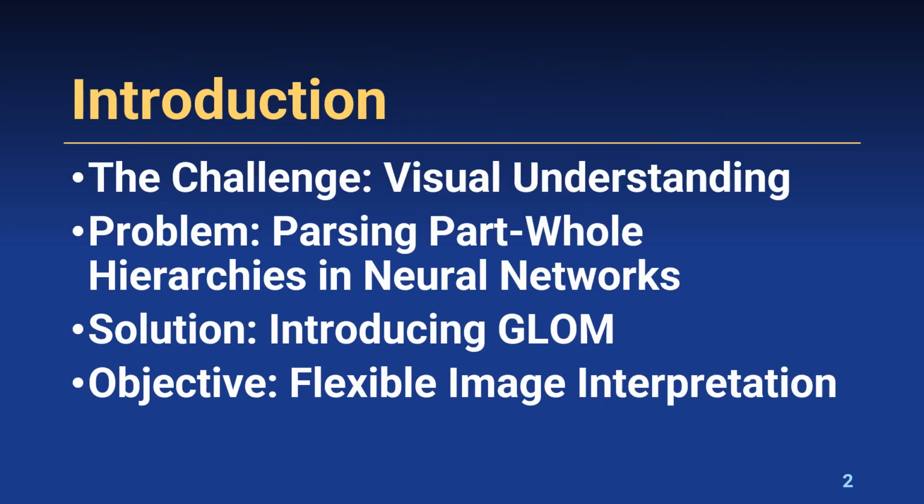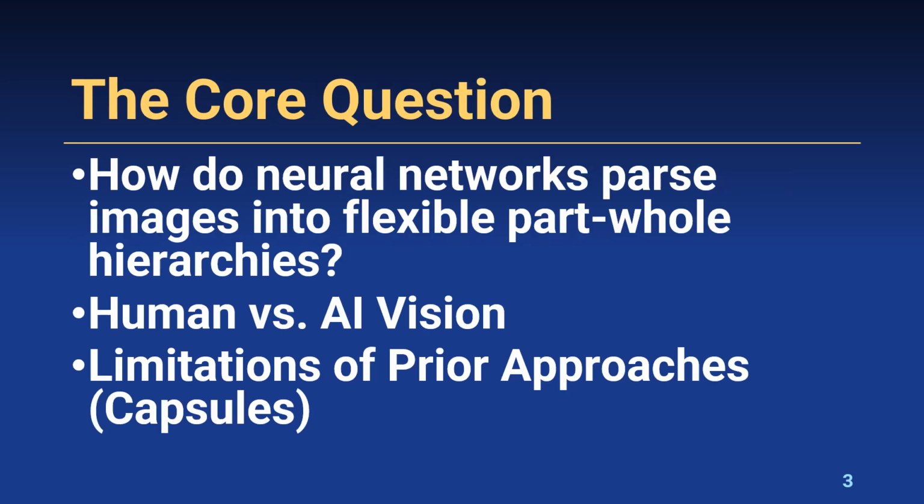Have you ever wondered how a neural network, a sophisticated computer system, can understand an image the way you do, recognizing that a nose is part of a face, and a face is part of a person? This seemingly simple ability to parse an image into a part-whole hierarchy is a core challenge for artificial intelligence, especially when that hierarchy has a unique structure for every single image. That's the central question Hinton's paper, which introduces an imaginary system called GLOM, attempts to answer. Let's break down this fascinating idea.